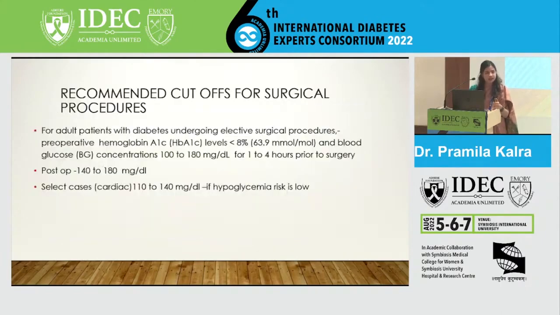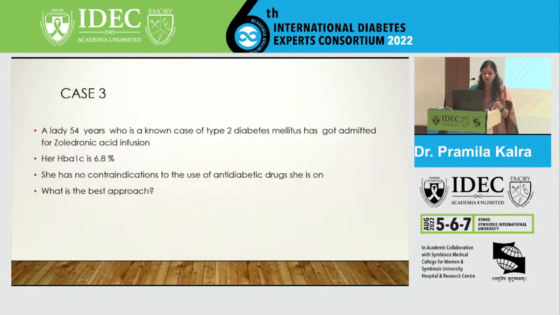Now the third case, this is my second last case, is a 54 years old type 2 diabetes patient who has got admitted for an IV zoledronic acid infusion. She has no other comorbidity because of which we need to change her anti-diabetic drugs. She is already taking some anti-diabetic drugs which according to her present condition are fine with her, and her HbA1c is 6.8. And she is 54 years. What is the best approach? She'll take her injection and go.